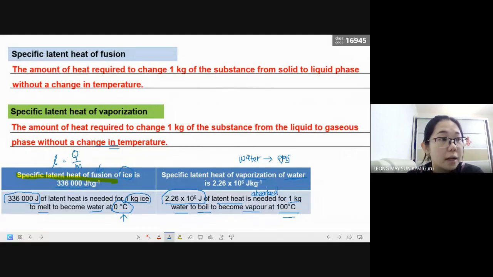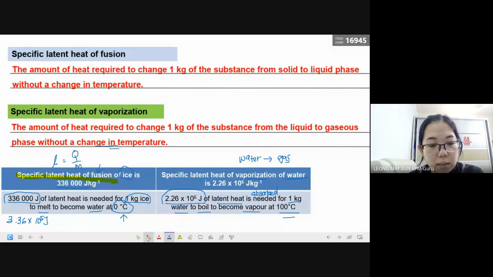What I want you to take note of is this: on the left hand side is fusion of ice, from ice melting to become water, and on the right hand side is water becoming vapor. Looking at the latent heat, for ice it is 3.36 times 10 to the power of 5 joules of latent heat. But for water to become vapor, it needs to absorb 2.26 times 10 to the power of 6 joule of latent heat. So what does this actually mean?